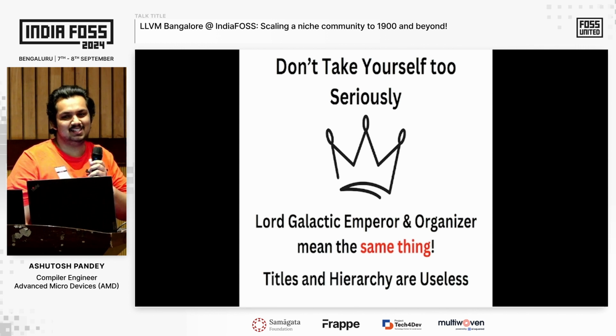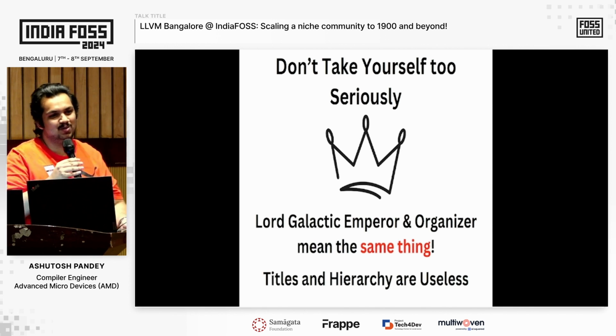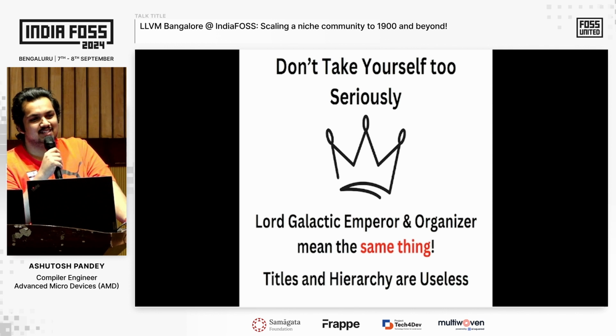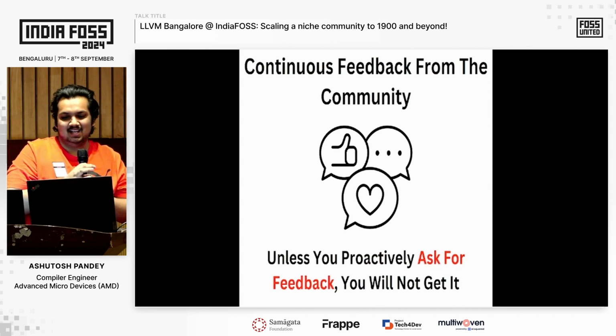Titles and hierarchy are useless. We feel this strongly because in LLVM Bangalore and even the community that I started in my college, Point Blank, we have only co-organizers. So there's no president or secretary. If you have to take out the trash after the meetup, everyone has to do that. If you need to make a poster, anyone should be able to do that. If you have to do marketing, anyone should be able to do that. You should have generalists in your organizing team that can do anything, right? So don't take yourself too seriously.